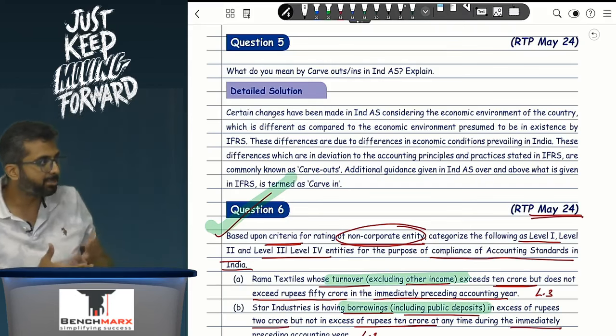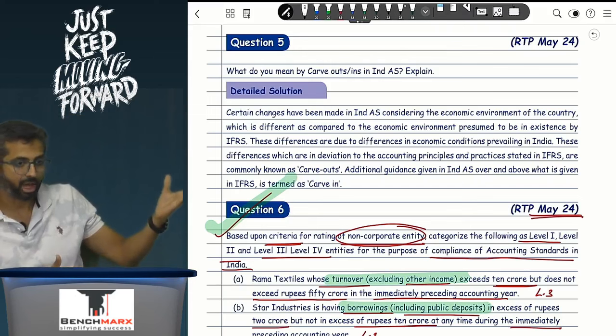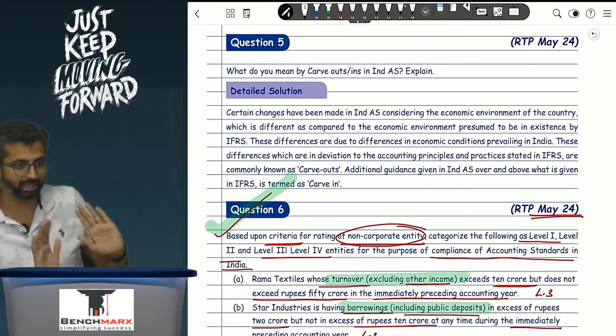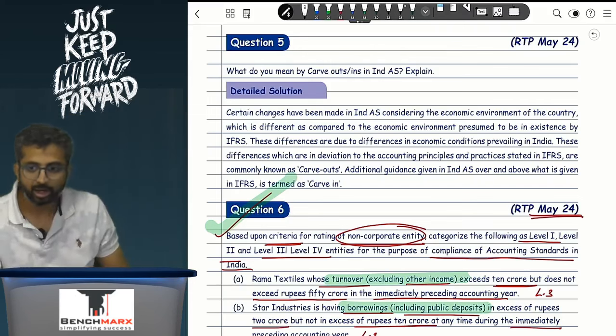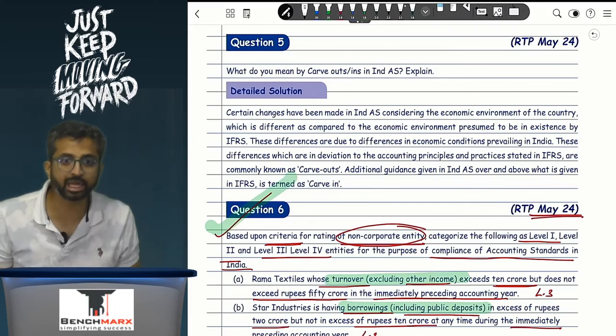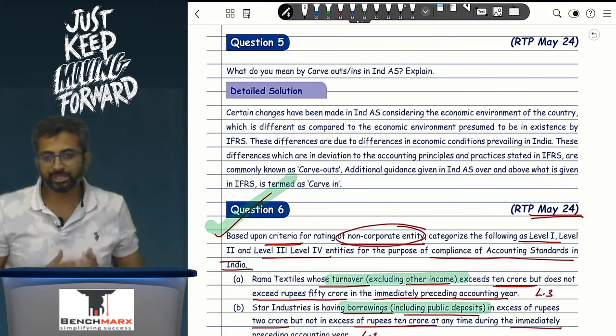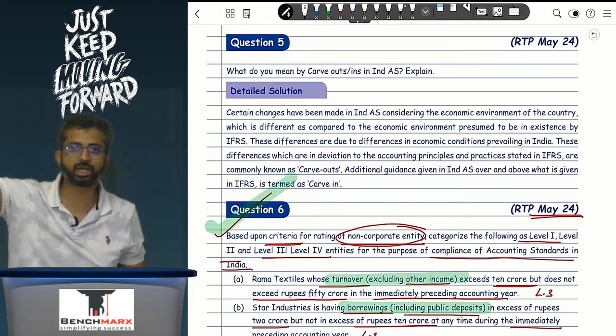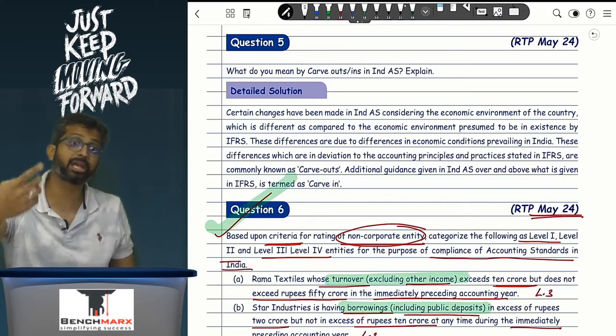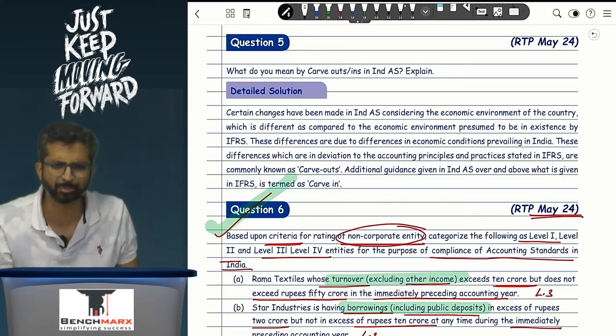I am buying a business worth 120 and paying 100. Okay, I am getting a 20 benefit. Yeah, but I have not sold anything, I have bought it. So we say, no, we don't agree that you take it to the profit and loss account. We will take it to capital reserve. Have you heard about capital reserve?